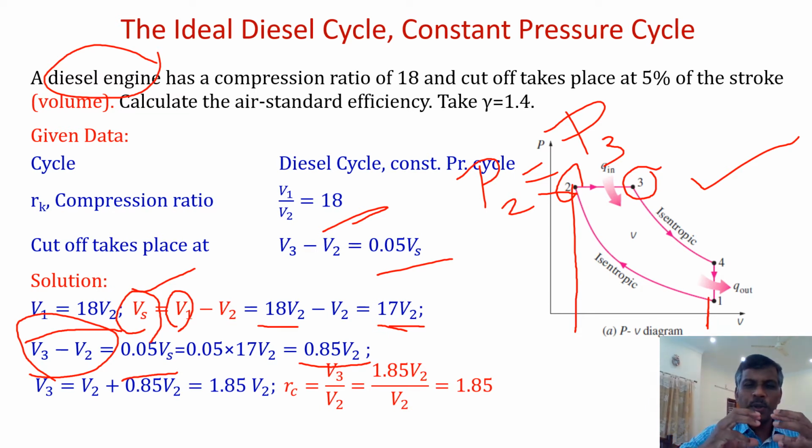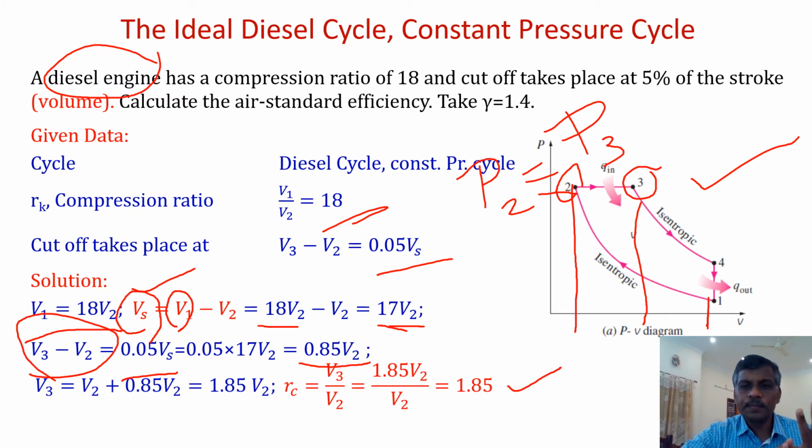So cutoff fuel injection, that process is 2 to 3. When it comes to ratio, higher will come at the top. That is why V3 comes at the top. V3 is higher volume, V3 by V2, just to remember that way. So you can see that cutoff ratio, you will get it as 1.85.